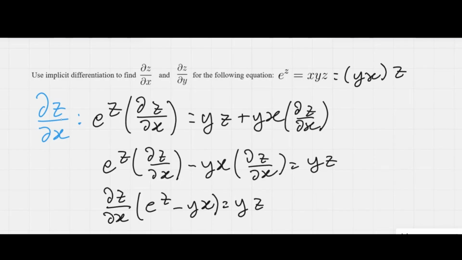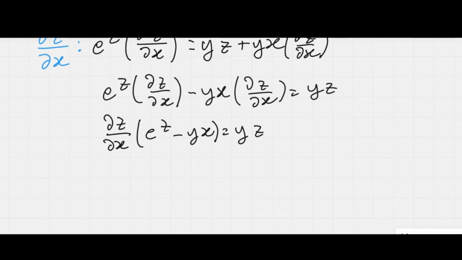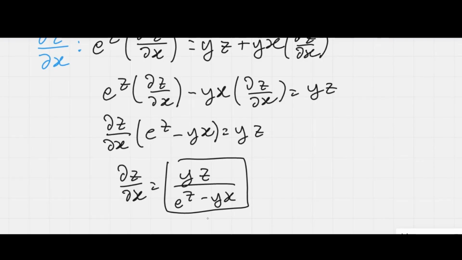And so hence, using the idea of dividing by both sides, we can hence say that the partial derivative of z with respect to x is going to be yz over e to the power of z minus yx. Okay, let me box that. All right, pretty straightforward starting off.